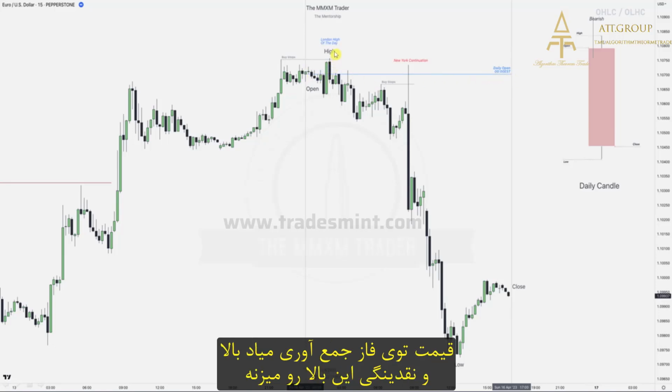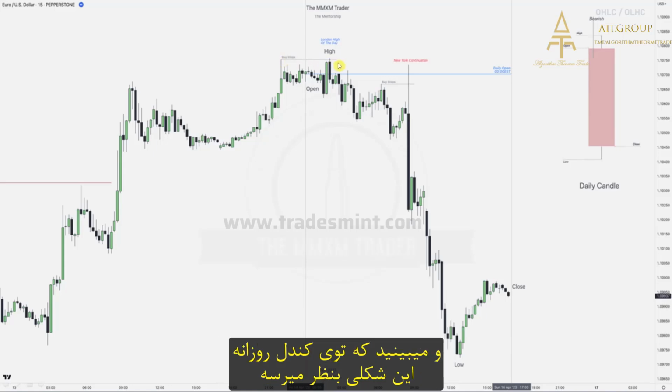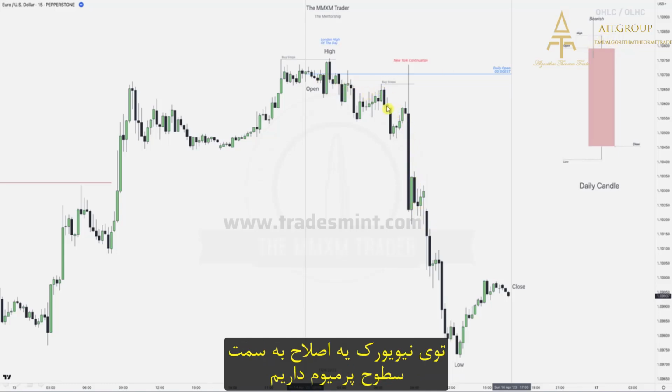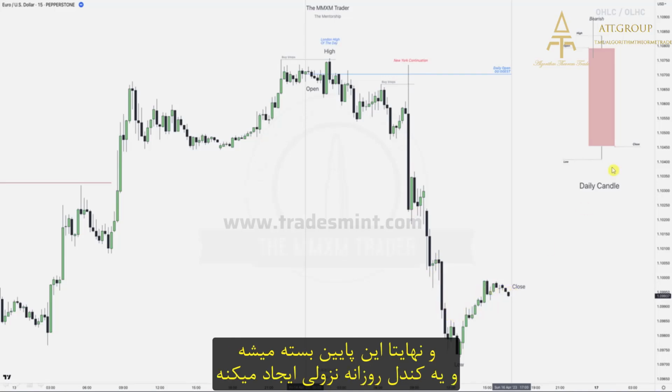We see we trade and accumulate above here, taking out these buy stops. And you can see on a daily candle that looks something like this. An upper wick has been formed and the rest of the day will expand lower and lower and lower. During New York we have a retracement into premium levels, and then we continue down lower until we reach our closing price, forming this daily bearish candle.